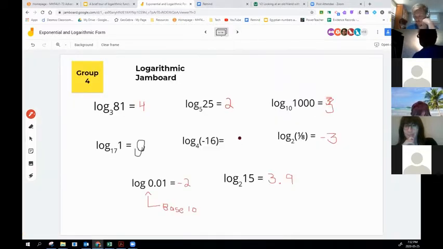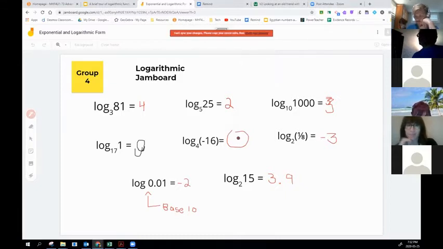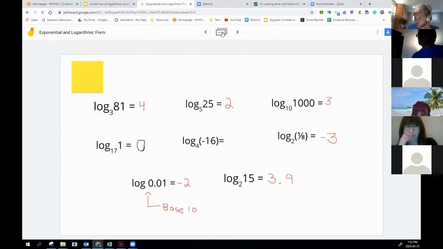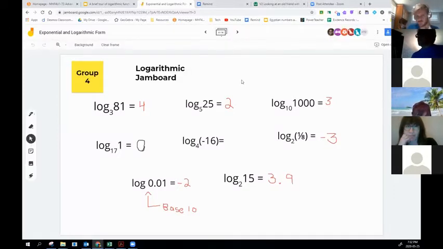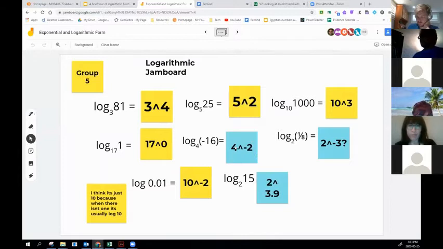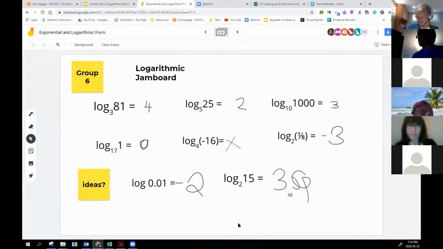Team 4, they're not sure, and that's okay because it was a bit of a tricky question. Okay, and then group 5. Let's see, our Jamboard is getting tired. Did I miss group 4? Group 4, group 5, same idea. The thinking is 4 to the power of -2, and we already saw that it doesn't work. This team just put an X through it.